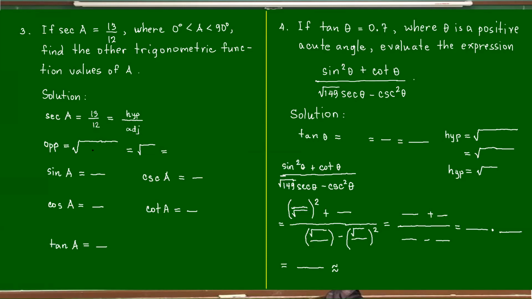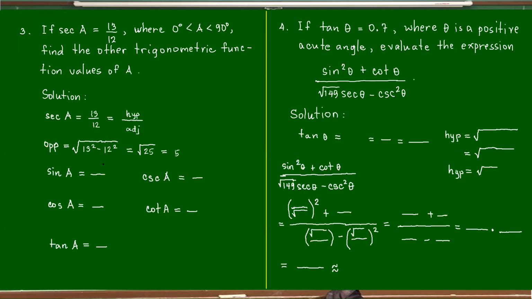Okay? So we now have opposite. Therefore, it is 13 squared minus 12 squared. That is equal to 169 minus 144, which is 25. So what's the square root? 5. Let's check. Is that correct, guys? 169 minus 144, yes. Okay, correct.